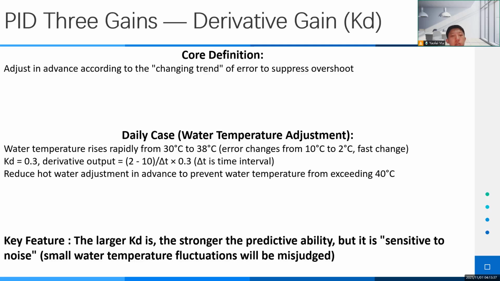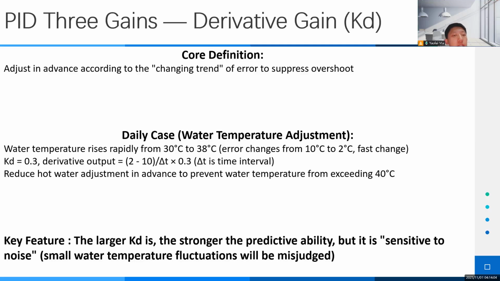The derivative output looks at this fast drop and calculates 8 times 0.3, which is 2.4. This means we reduce the hot water input in advance, so the water doesn't go over 40.